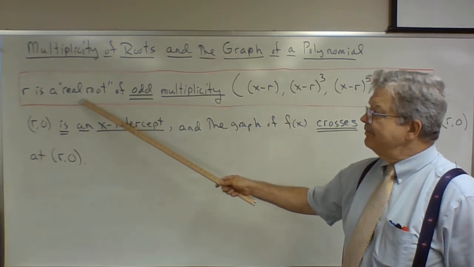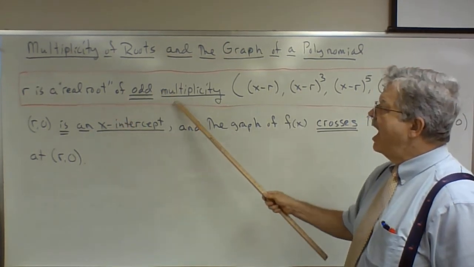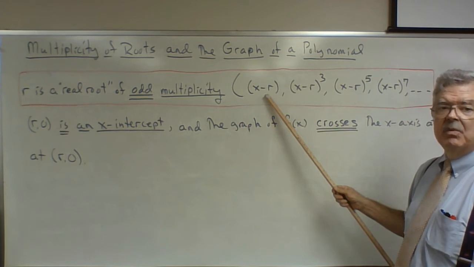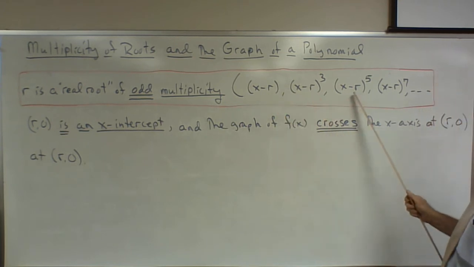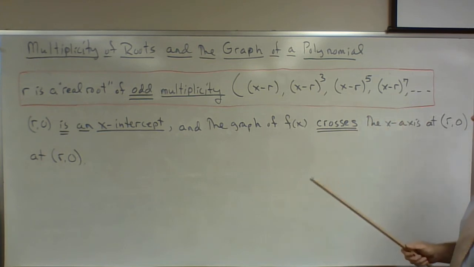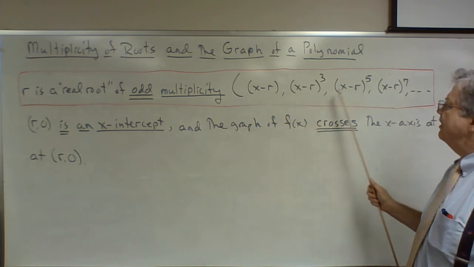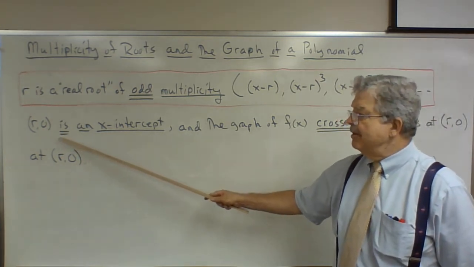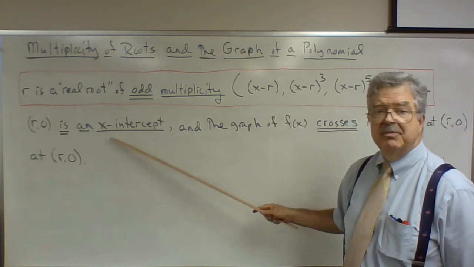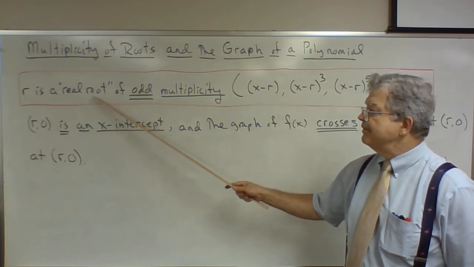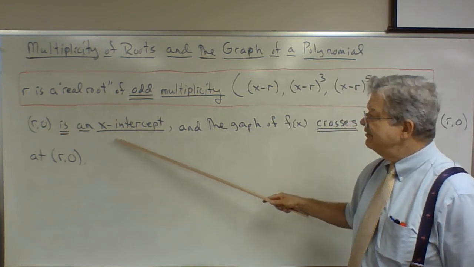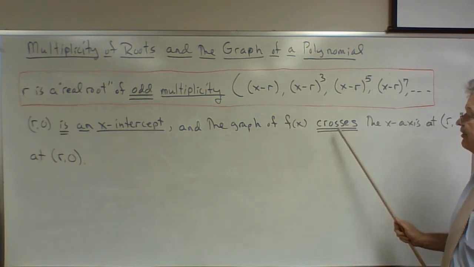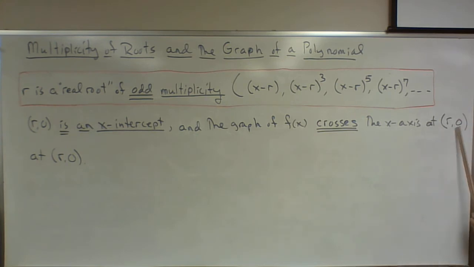Okay, the second case, r is a real root of odd multiplicity. So x minus r occurs as a factor once, or it occurs 3 times, or 5 times, or 7 times. So in each case, we have x minus r raised to an odd power. And in this case, (r, 0) is an x-intercept, as we would expect. r is a real root, so the point (r, 0) is an x-intercept. And it's also true that in this case, the graph of f of x crosses the x-axis at the point (r, 0).